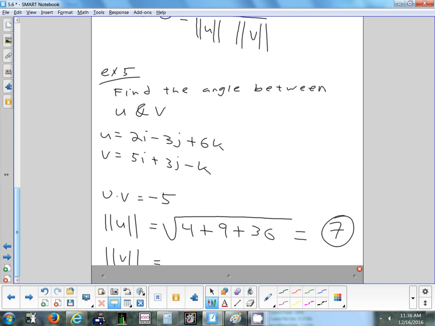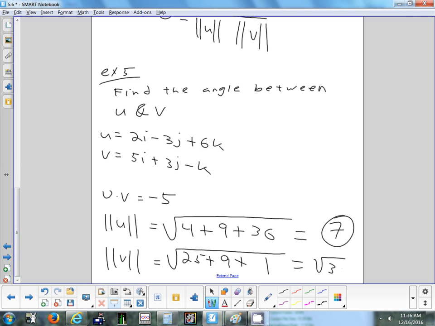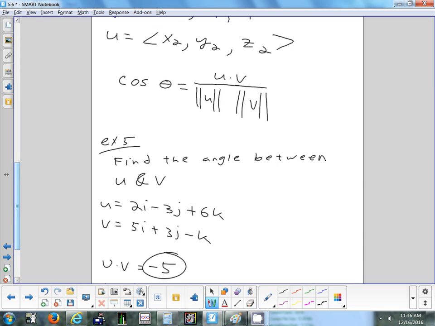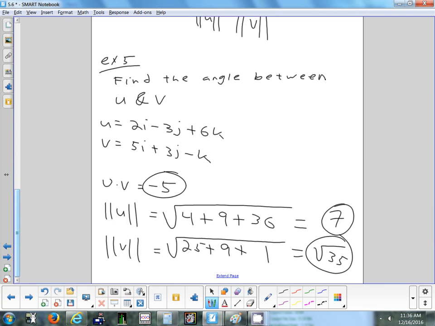And the last thing we need for our formula, if we want to get the angle, is the length of v. Okay, this one, I don't think it comes out as nice. We've got 25 plus 9 plus 1. So that's going to be the square root of 35. Okay, so now fill in the three things I just circled into that formula, and then we can get the angle between the two vectors.